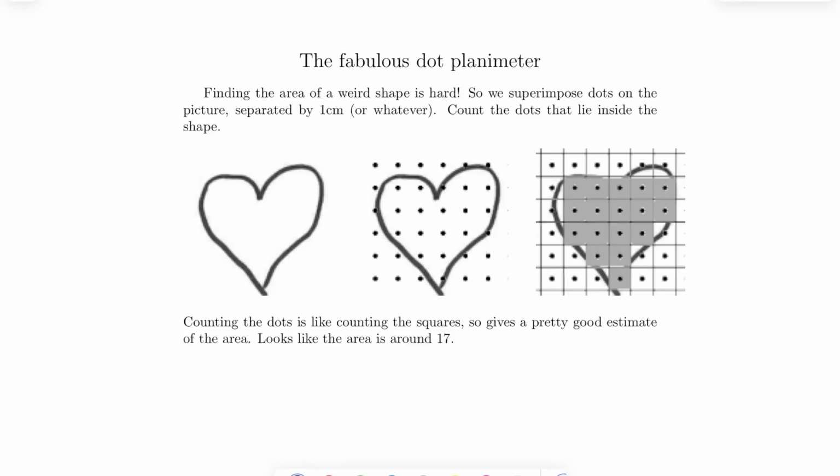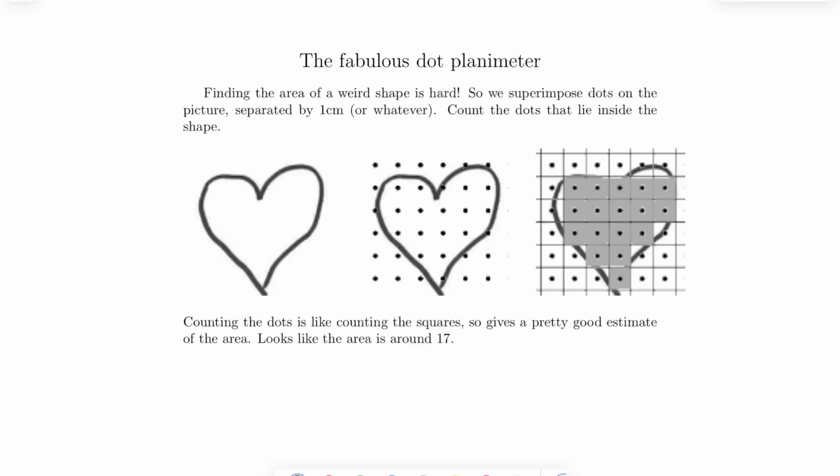And now if you think about those dots, you can imagine that each dot is sitting at the center of a square. If those dots are 1 centimeter apart, then these squares have area 1 square centimeter. And if you just count up the squares, that is fairly close to the area of the heart shape. It's not exactly the same as the area of the heart shape, but it's pretty close.